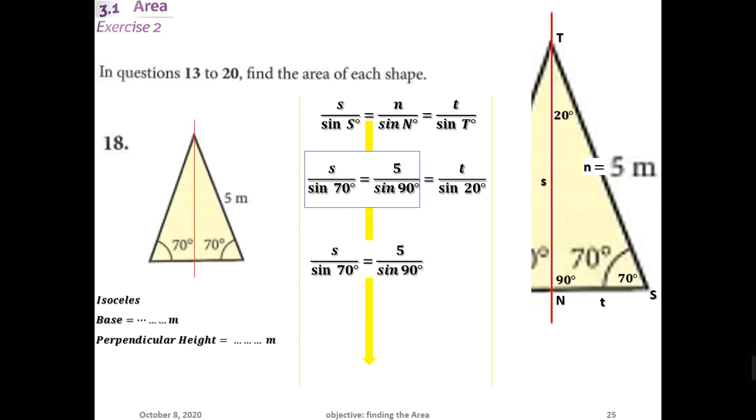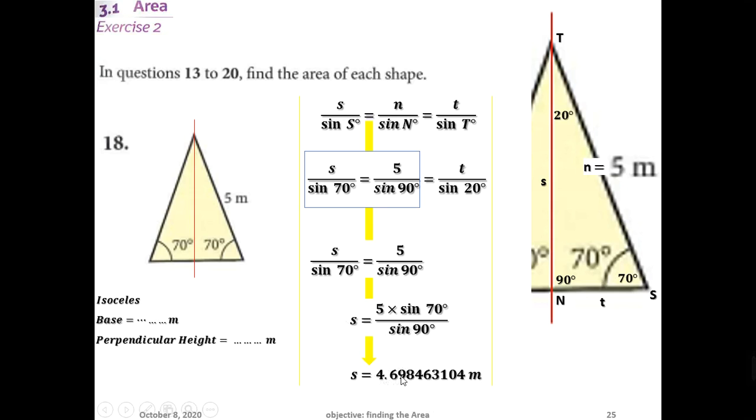So sine of 90 goes down as the denominator. What goes up? 5 times sine of 70. Now this S is ready to be inserted in the calculator, and if you do so, S is going to come down to 4.698. If I ask you to round this answer to 3 significant figures, you're going to stop at the 9.